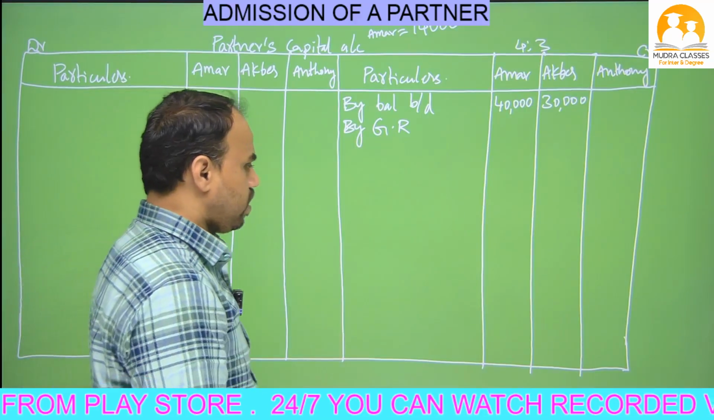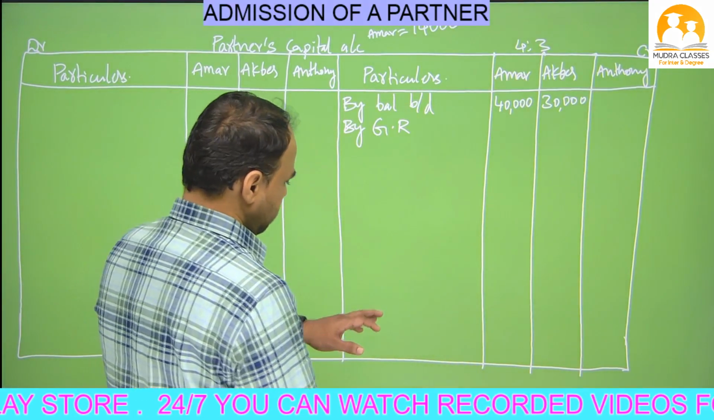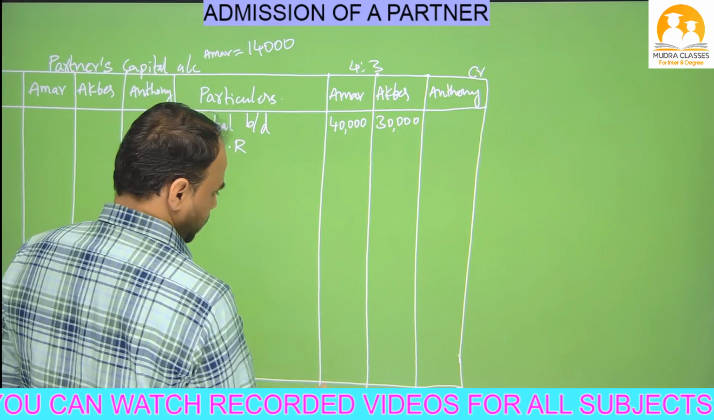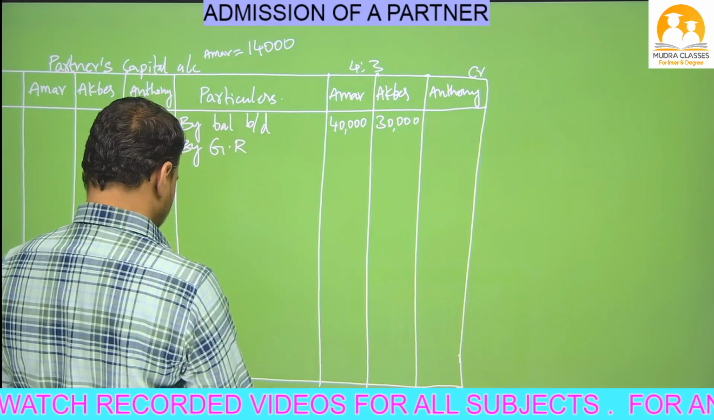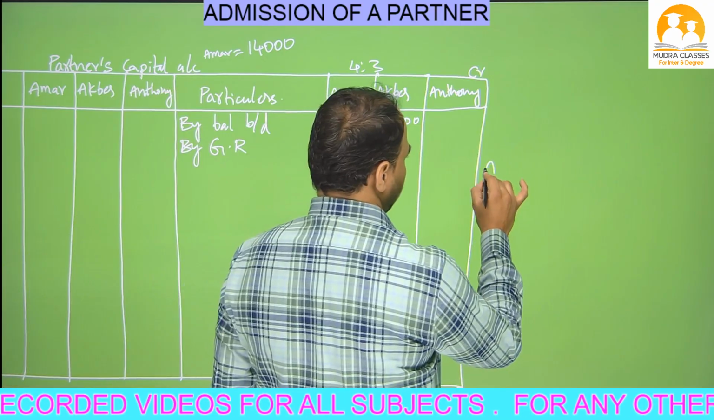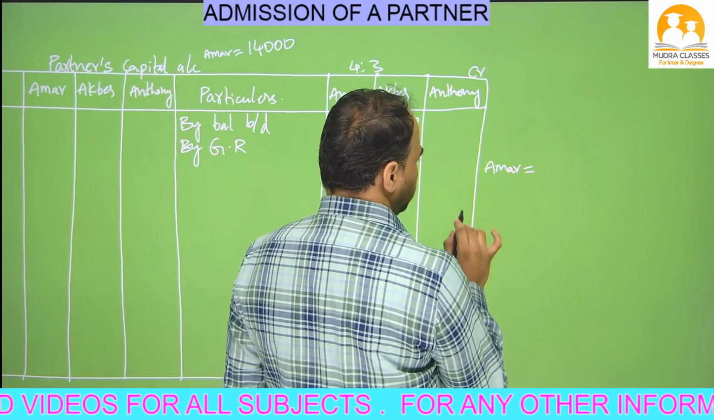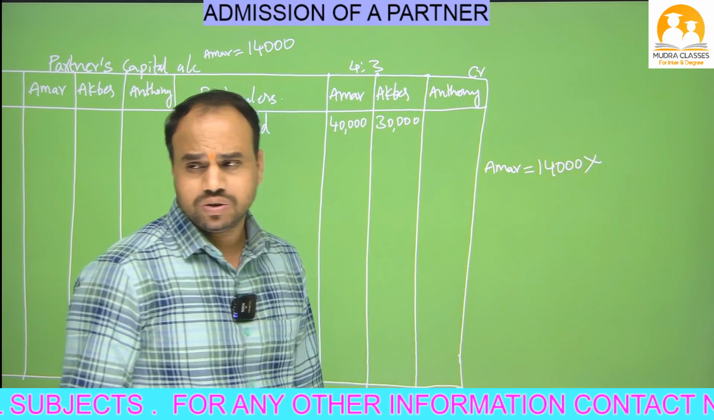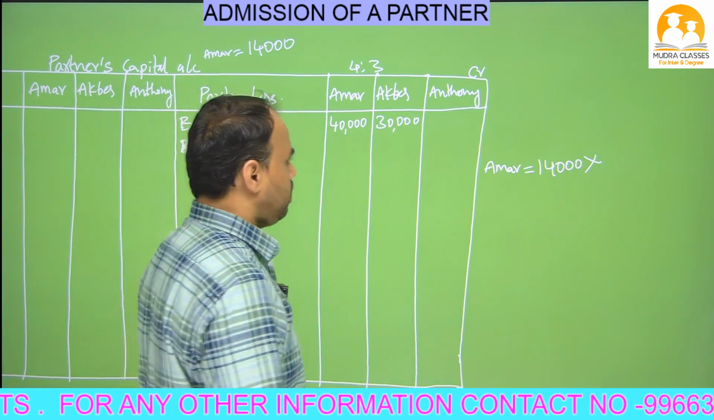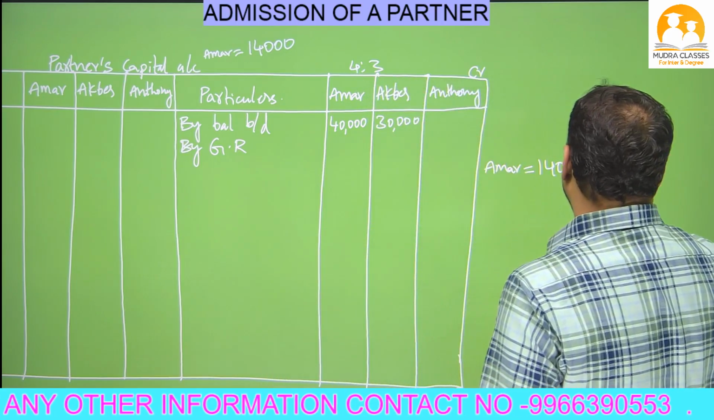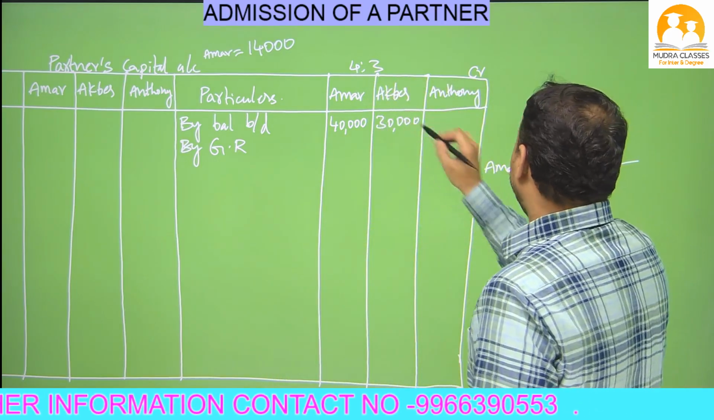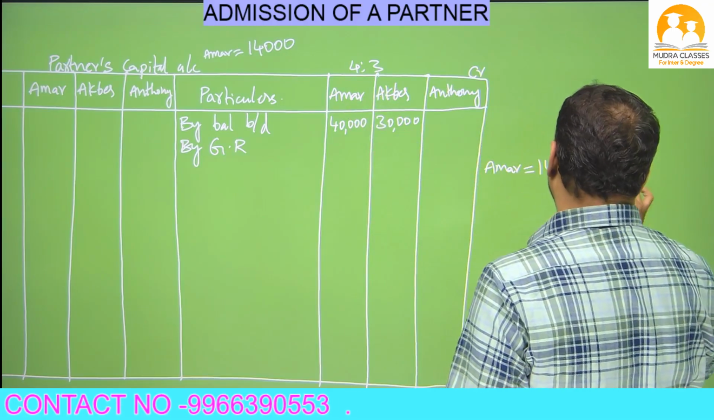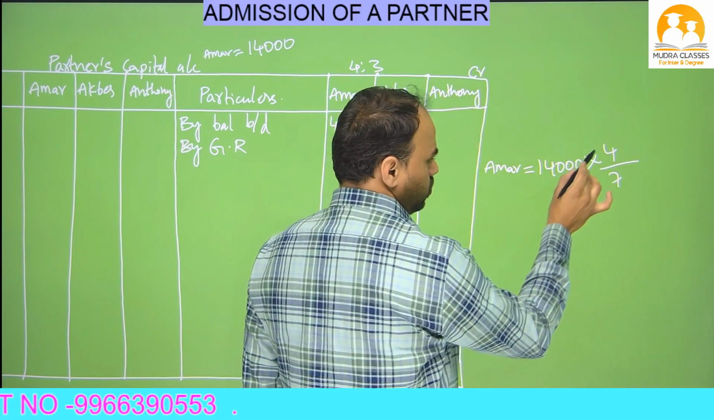Here maybe you are not able to see, so I will do rough work right here so that you can understand clearly. First of all, these 14,000 rupees general reserve I will distribute to Amar. What is the ratio? Amar's ratio is 4, divided by 4 plus 3, which is 7. Total out of 7, Amar's ratio is 4. So total general reserve 14,000 times 4 by 7.